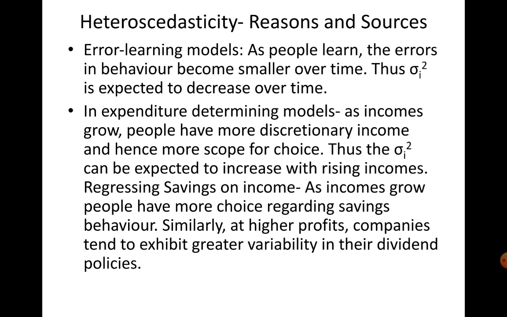Another example of models where you can have heteroscedasticity is expenditure determining models. Say consumption expenditure is my y variable, and it is being determined by the explanatory variable income. In such a situation, we know from empirical observations that at higher incomes people have more choice over how to spend their income, which is why there will be more variability observed in their behavior at much higher levels of income.